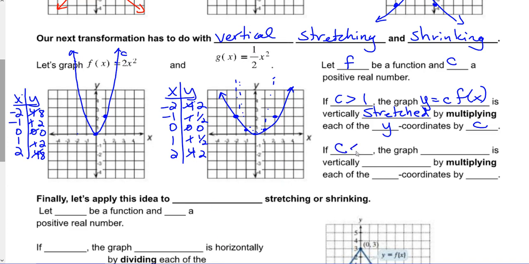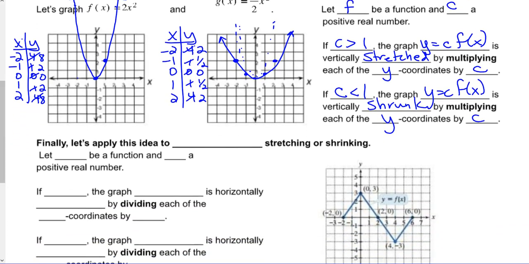Now, if c is less than 1, then y = c·f(x) is vertically shrunk. So we squash it by multiplying our y coordinates again by c. So that's how you do that with that number out front. Again, it's nice to be able to just sketch the graph and not get exact points, but when we do try to get exact points, we do have a method to do that.